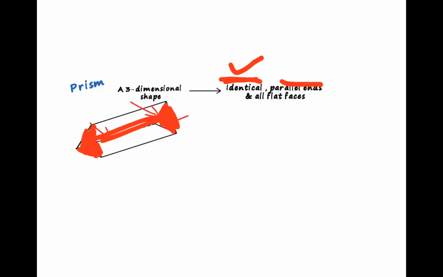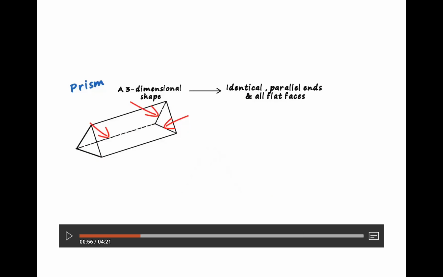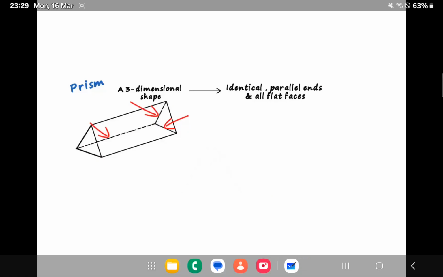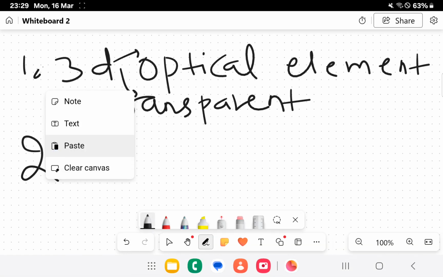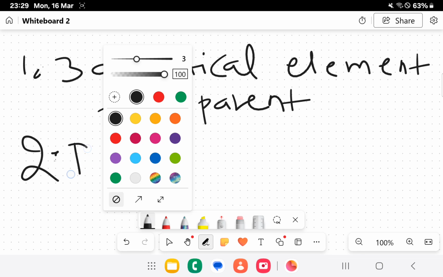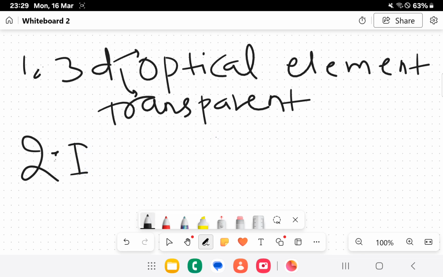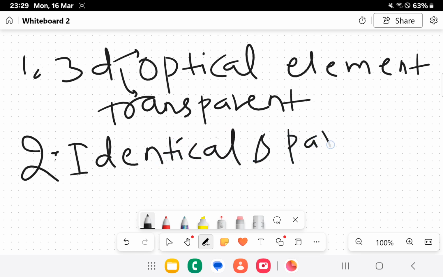So first, it should be 3D. First characteristic, it should be what? It should be a 3D optical element. And second, I told you it should have identical and parallel ends. Identical means the same. Identical and parallel ends, right?